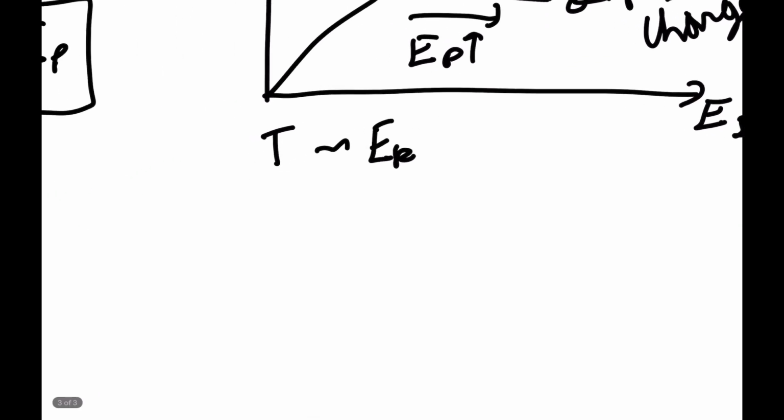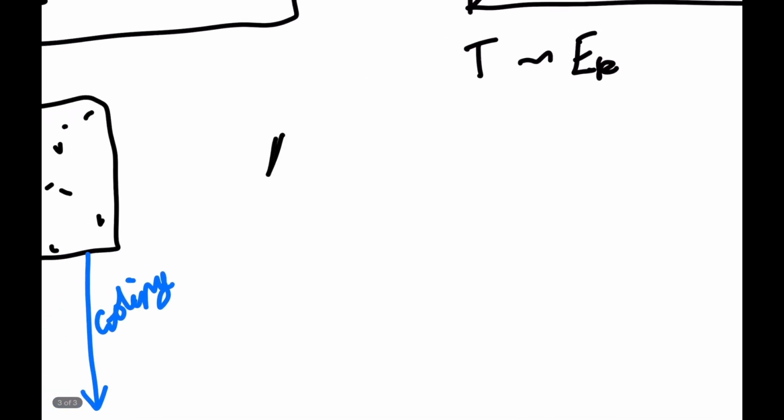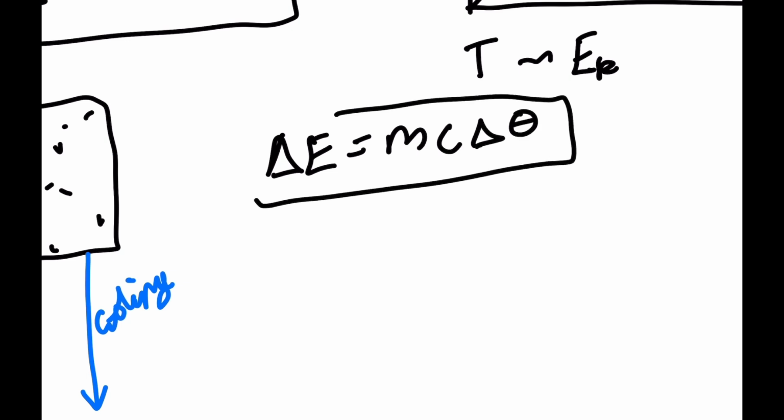Now let's go on to the specific heat capacity equation. Delta E is equal to m c delta theta, where delta E is the change in energy, m is the mass of the substance, c is the specific heat capacity of the substance, and delta theta is the change in temperature.